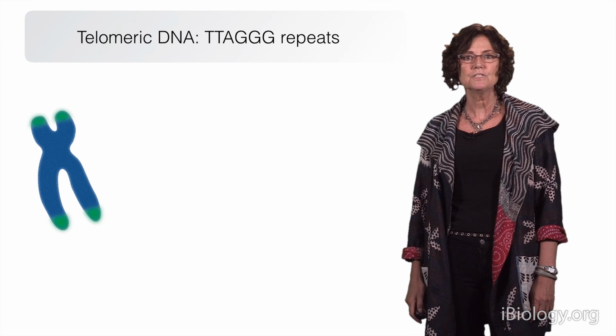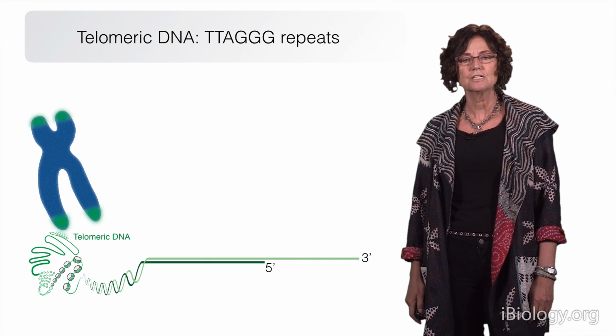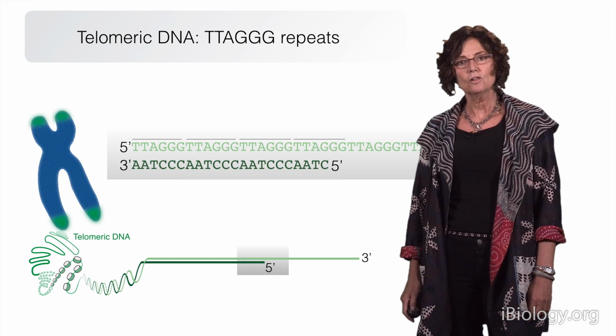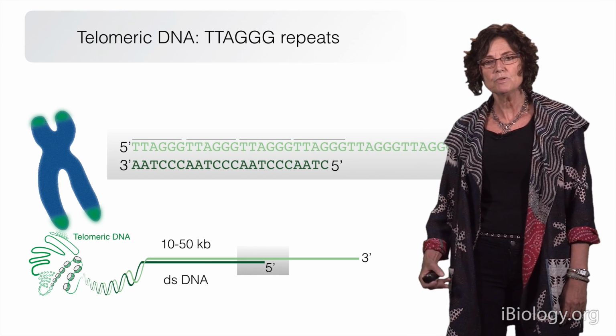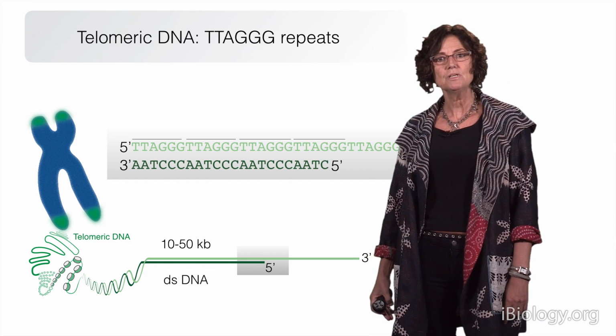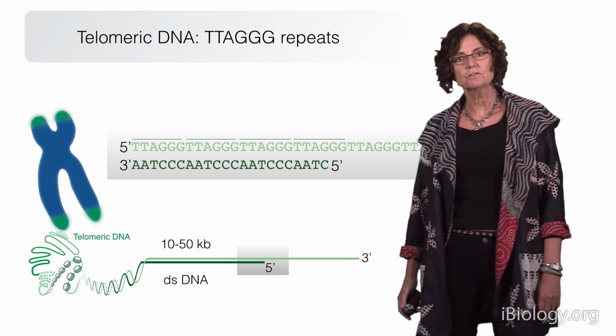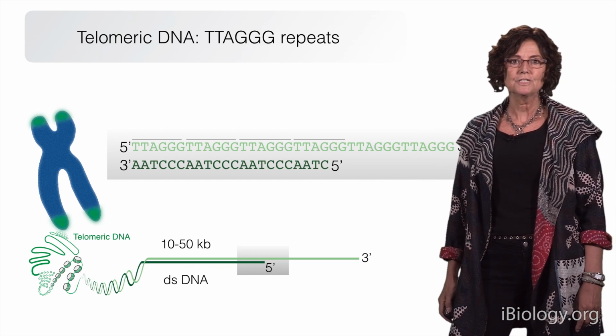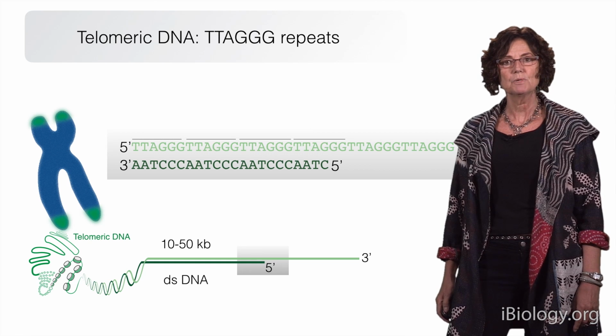Telomeres are made up of a very long array of a simple repeat. The sequence is TTAGGG. And this sequence is repeated on and on along the telomeric DNA, which can be very long. In human cells, it can be as long as 10 kb. In mouse cells, it can be as long as 50 kb. Many thousands of copies of this simple TTAGGG repeat.